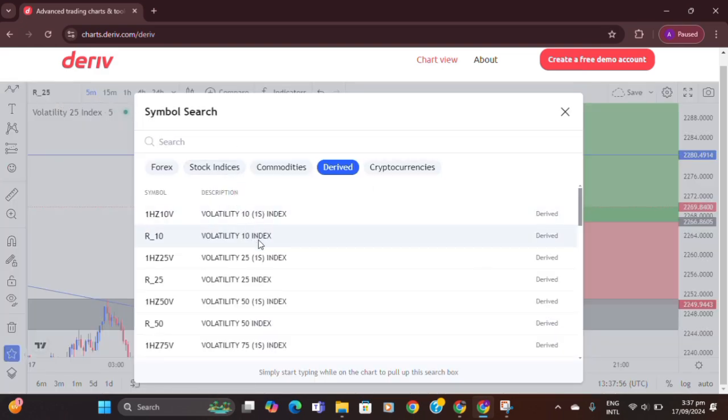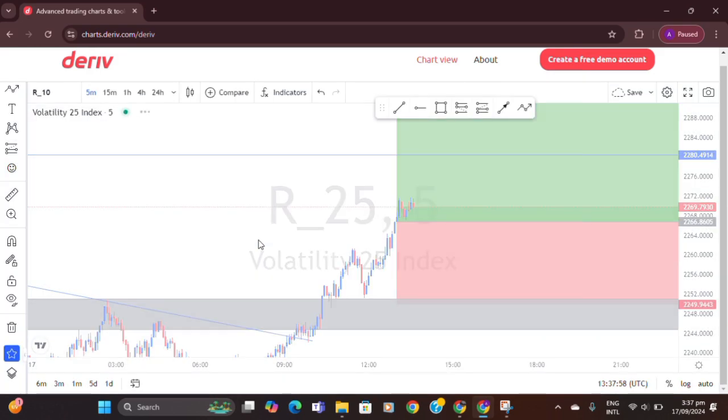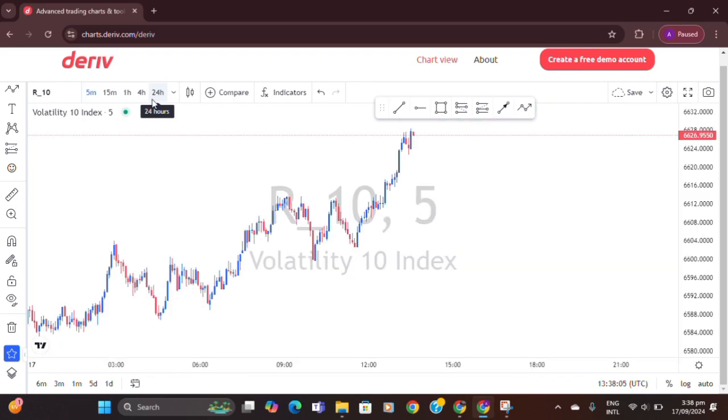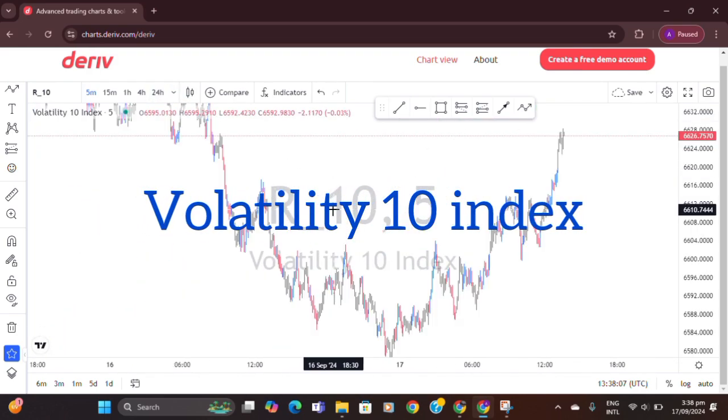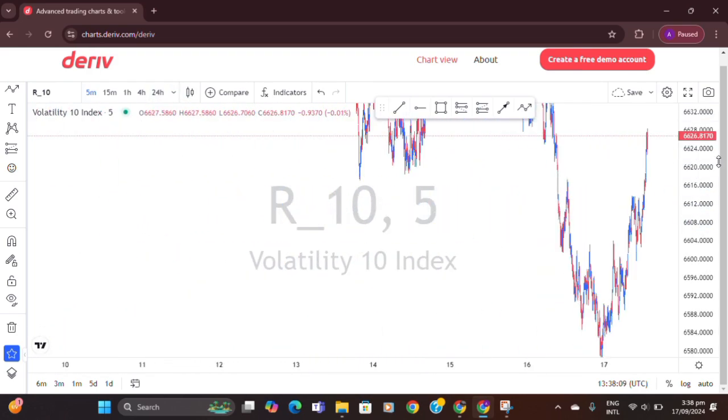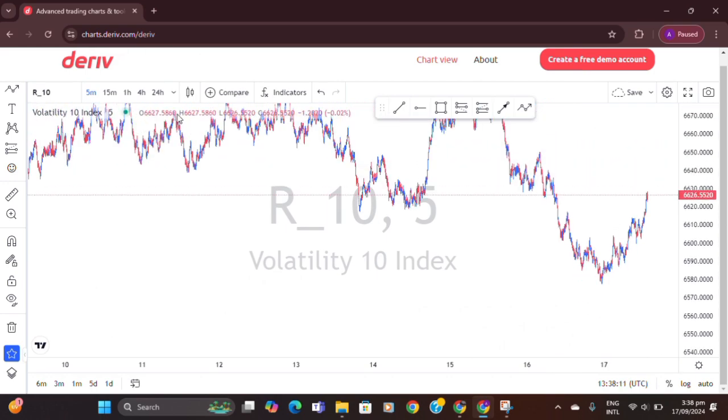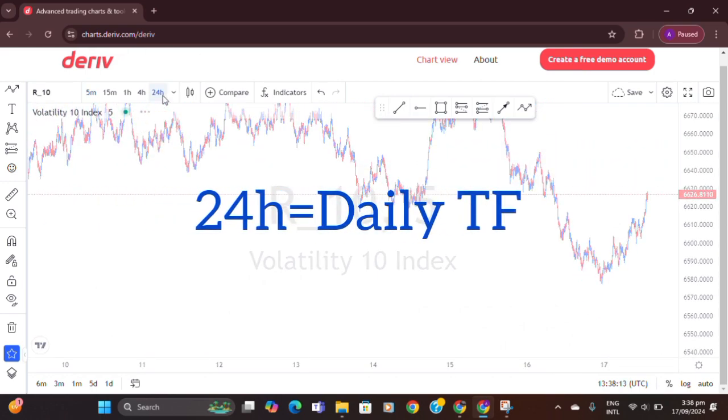Which pair should we look at? Volatility 10 index. Volatility 10 index. Again, I'll repeat myself. We start from the 24-hour time frame, which is the daily time frame.